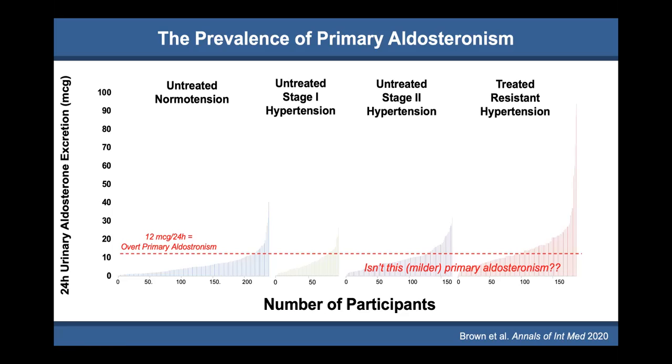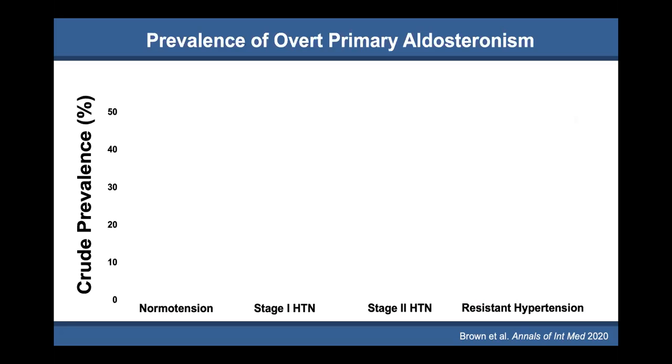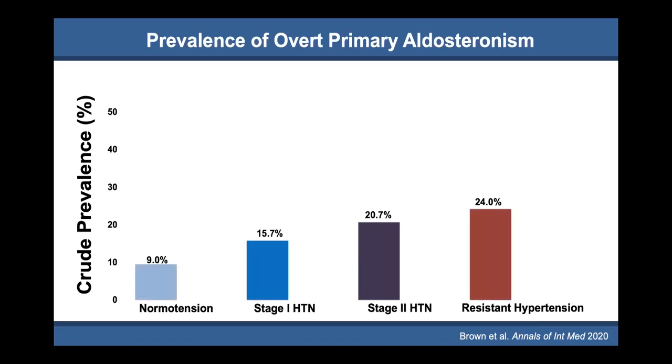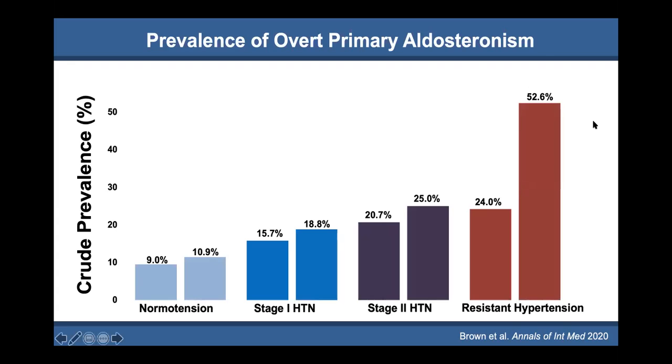How common is non-suppressible renin-independent aldosterone production, or primary aldosteronism? The answer is very. The crude prevalence is 9% in normotension, 15 to 20% in hypertension, and up to a quarter in resistant hypertension. If you ask among those individuals who already had a suppressed renin, how common is primary aldosteronism? There, the prevalence is even more enriched, with up to 50% of patients with resistant hypertension who have a suppressed renin having overt primary aldosteronism.